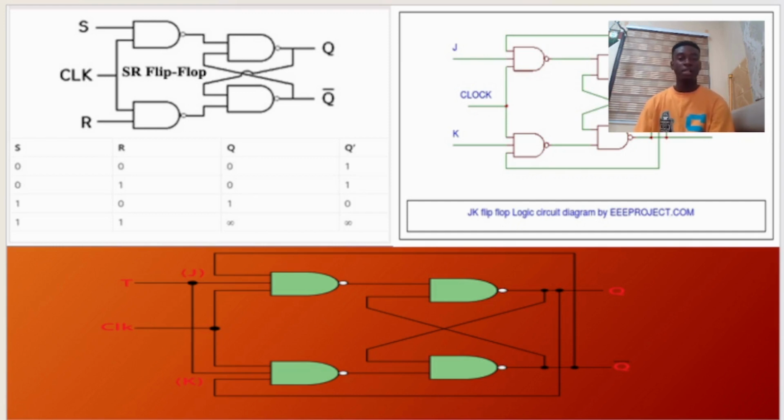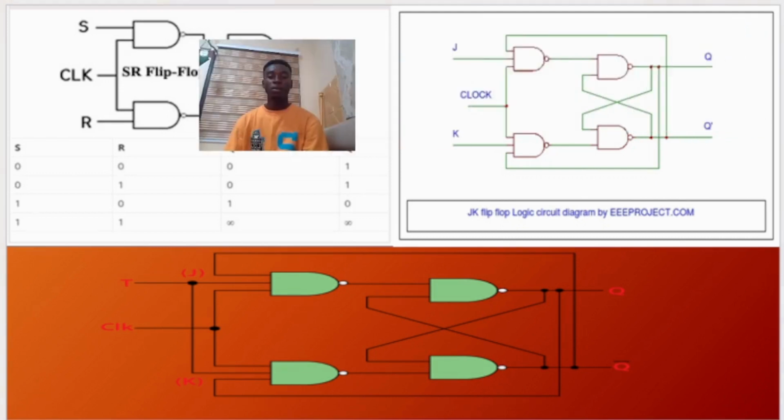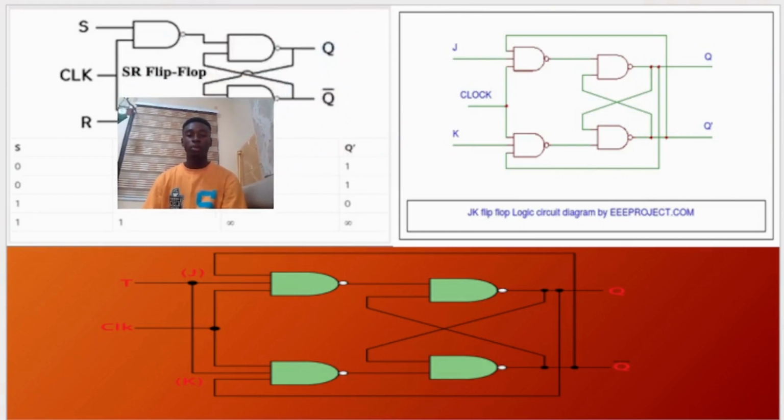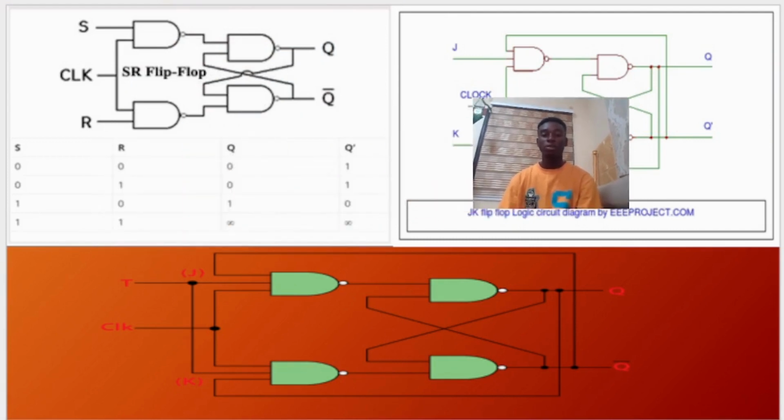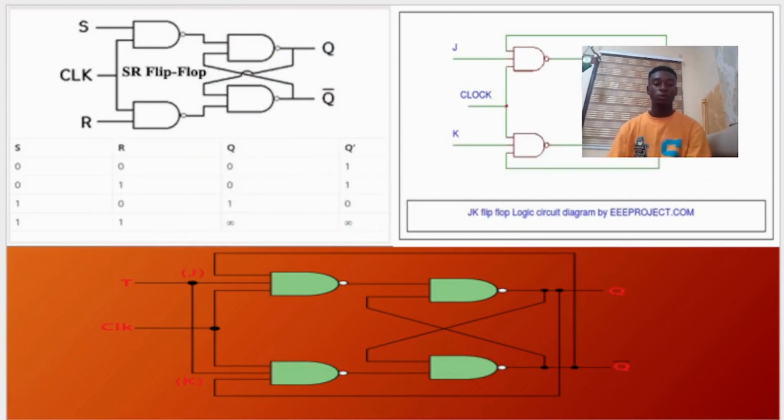So this is the simple NAND representation. The first one, at our top left, is the SR flip-flop, and the one at our top right is the JK flip-flop. I think my image has covered it, so let me bring it here so that you can see. That is the JK flip-flop. They have their inputs, they have the clock, then the output comes out. The last one at the bottom is the T flip-flop.